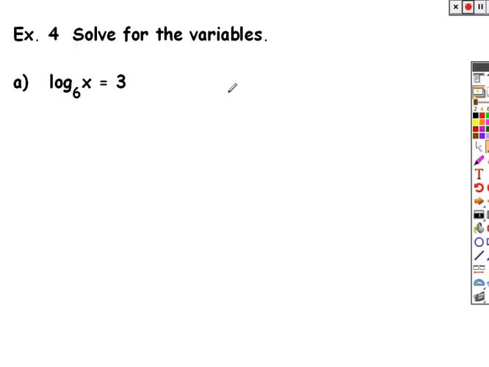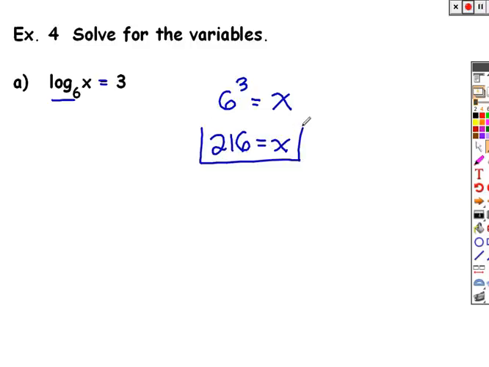is the same as saying, well, what's my base? That would be 6. What's the exponent? A logarithm is an exponent. My exponent is 3. So 6 to the 3rd power should give me out that argument of x. And then if I just evaluate this, 6 times 6 times 6 is 216. So now I've solved this equation. In order to make this true, x would have to be 216.